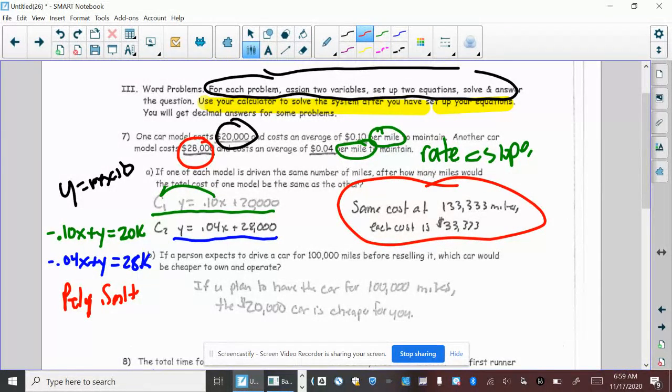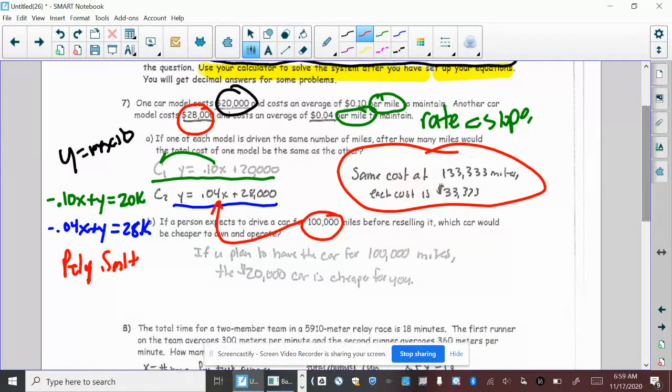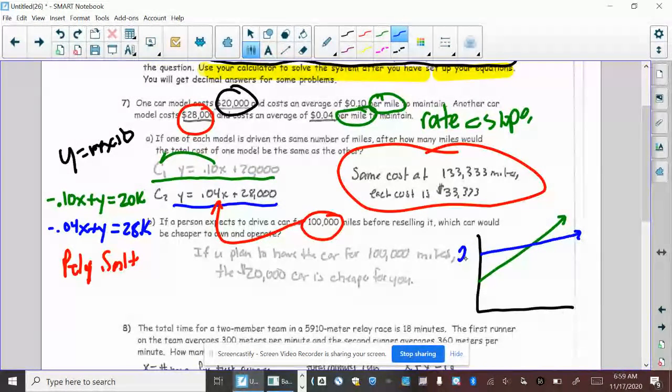Now, if a person expects to drive a car for 100,000 miles, you would just substitute that in for x, the 100,000. And if you want to sketch a quick graph, like we did earlier, the green one here, I'll go back here, 10 cents a mile plus 20,000. I'll just start that there. And then the blue one is going to start higher, 28,000, but it's going to be flatter because the slope is less than that. So this is 28,000. This is what, 20 over here for the green? And I'll just use red here.